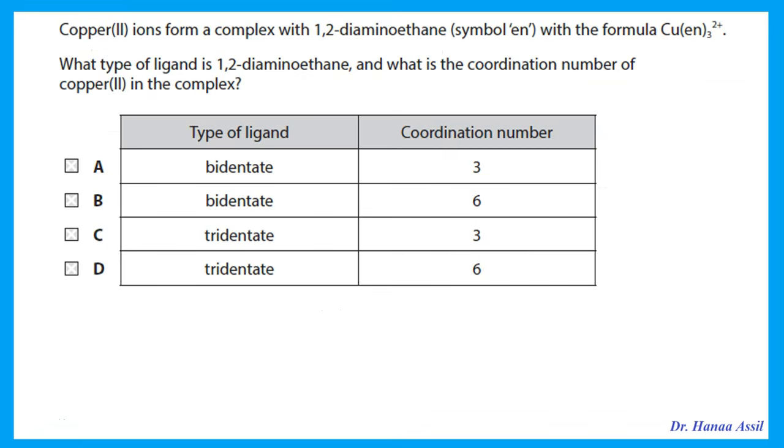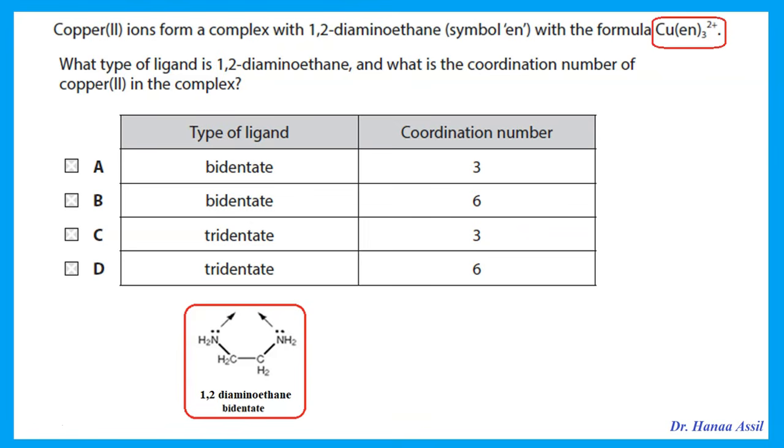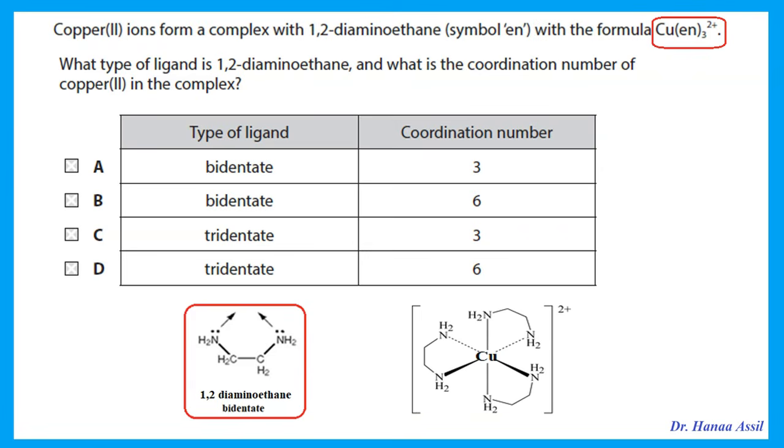Copper 2 ions form a complex with something called 1,2-diaminoethane. That is the one that we were talking about, that has 2 nitrogens. Each of them can form a dative bond, so it's a bidentate. And we're told that it forms this formula. That means the copper is bonded to 3 of them, but each of them can form 2 dative bonds. So the type of the ligand is bidentate, but the coordination number, we have a total of 6 dative bonds made to the copper ion in the center.